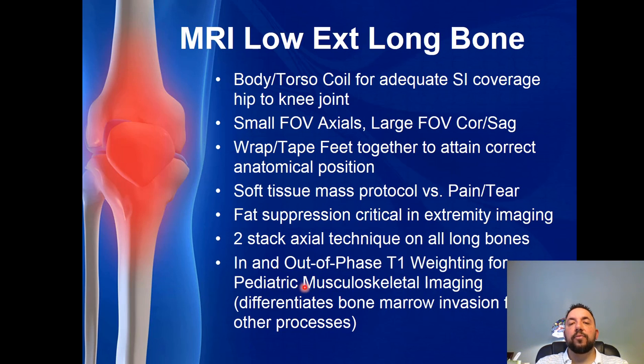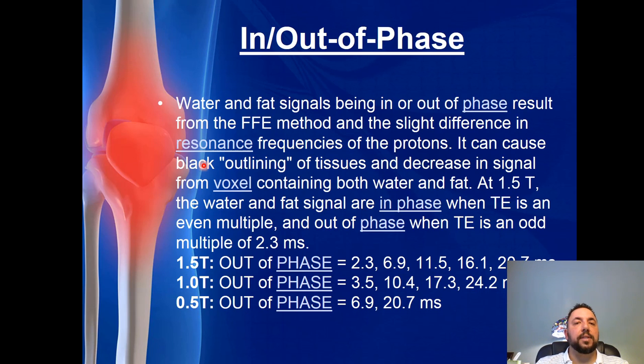This is going to help to differentiate bone marrow invasion from other processes. So you want to impress your radiologist: for pediatric imaging of long bones, add the in and out of phase, usually a coronal, so that they can compare both sides and evaluate any bone marrow invasion from other processes.